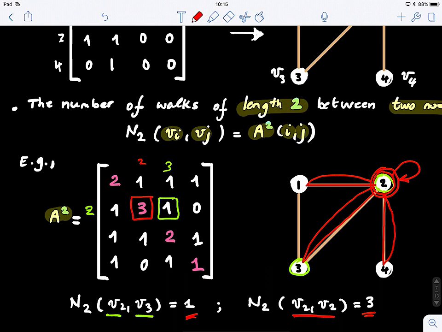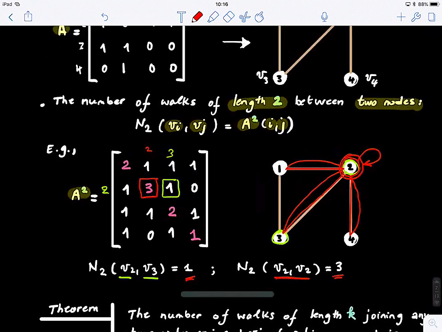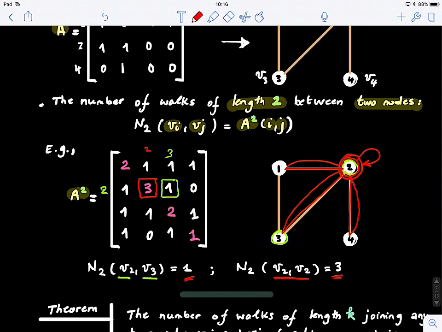And what do you guys know? Actually, this is the degree of the node. So this has to do a lot with degrees, and there is a theorem about this. You can create different small graphs, try to compute the power of the matrices, and extract those walks manually. This is a good exercise.